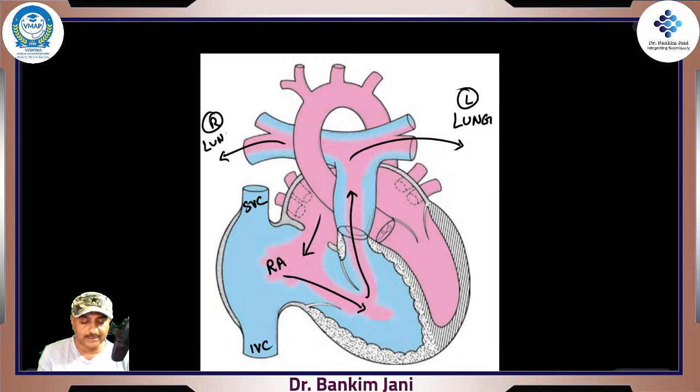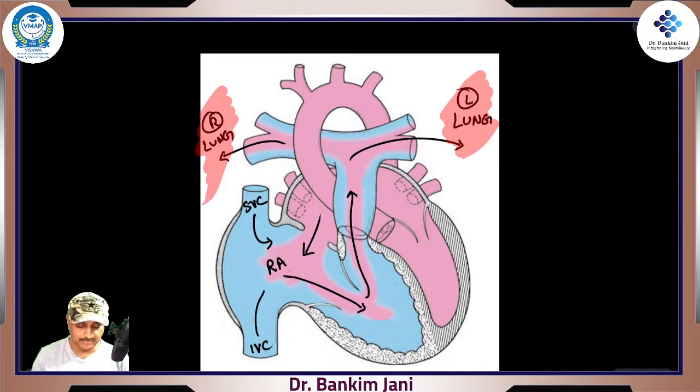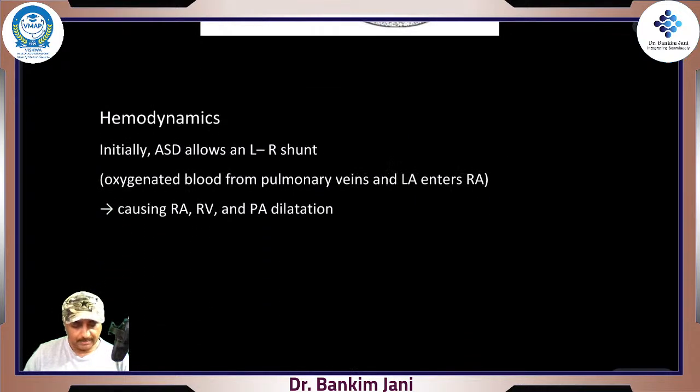And that is where the congestion would occur, right? Pulmonary congestion. So this is the whole path. That's how things will really go. Obviously, superior vena cava and inferior vena cava are already sending the blood into right atrium. As I said, let's watch the hemodynamics. In fact, we just talked about it, right? But ASD allows a left to right shunt, right?